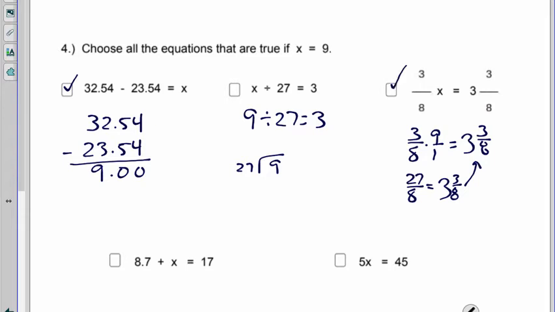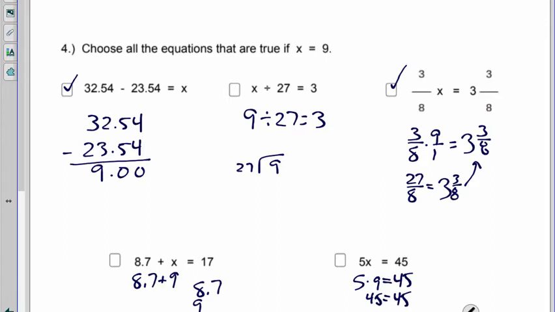Next one, I could put in the 9 here, and I could already see if I add something that's a whole number to something with a decimal part, it's not going to be a whole number answer, but that's the way we would set it up. And we get 7, and we get 17, so it's not a solution. And 5 times 9 equals 45. That's true.